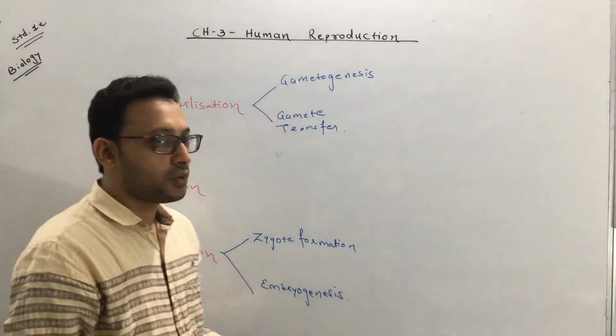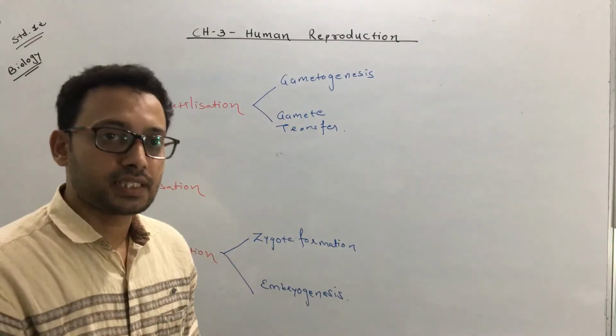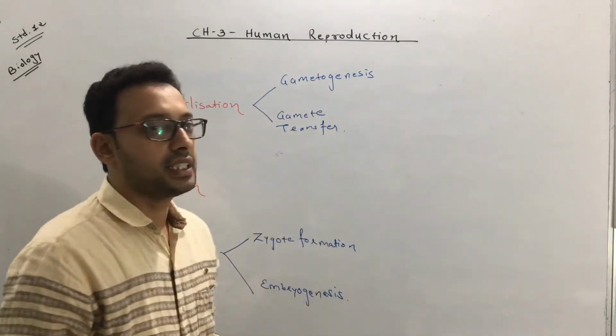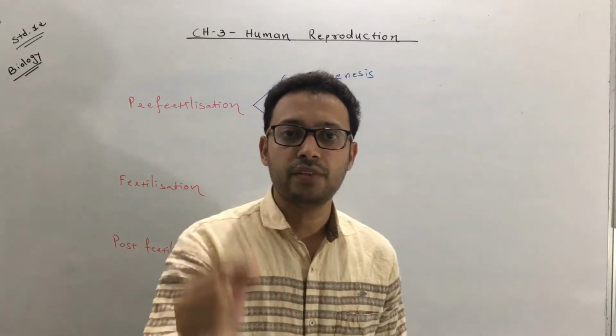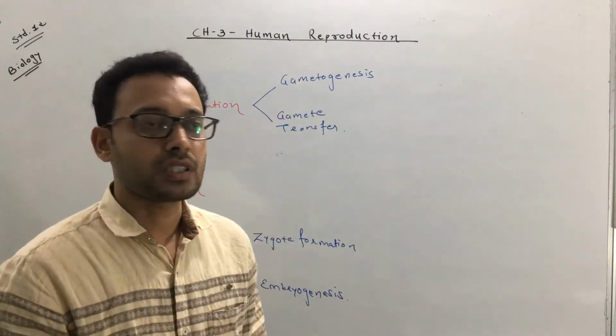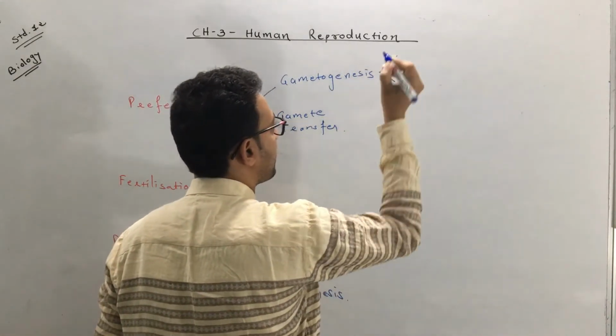Okay, so whenever a term comes, you should know what the meaning of this term is. Starting with the first, called gametogenesis. You know the meaning of gametogenesis. The process of formation of gametes is called gametogenesis. Here a male produces the male gamete, and a female produces the female gamete.